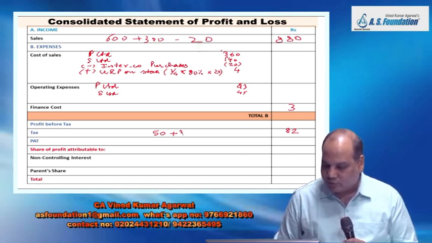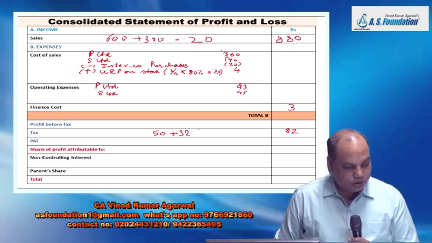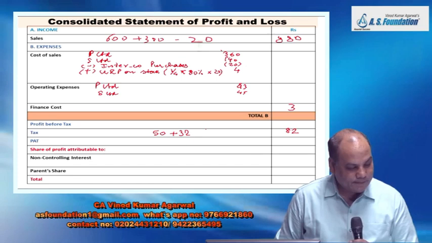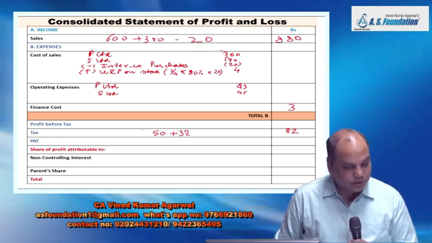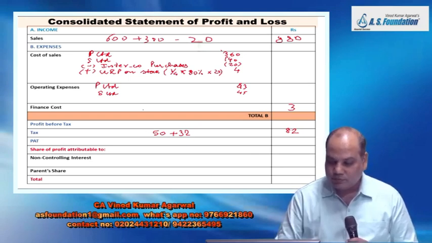Profit after tax we will calculate again. First adjustment we have done. Second adjustment. Goodwill has been subject to impairment. And what is the current year impairment? 5.